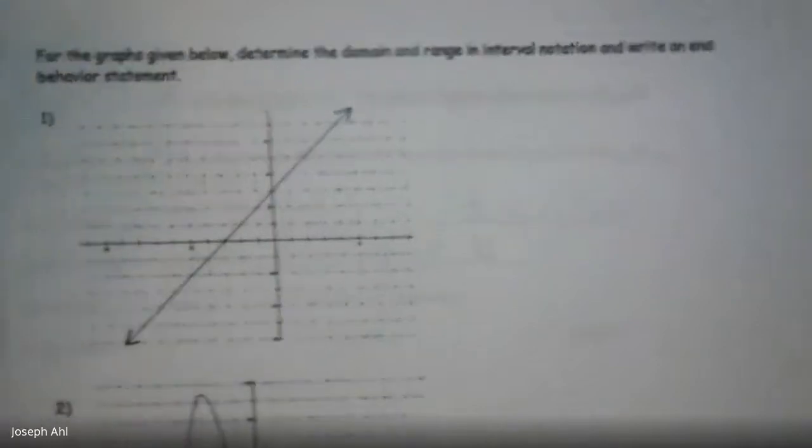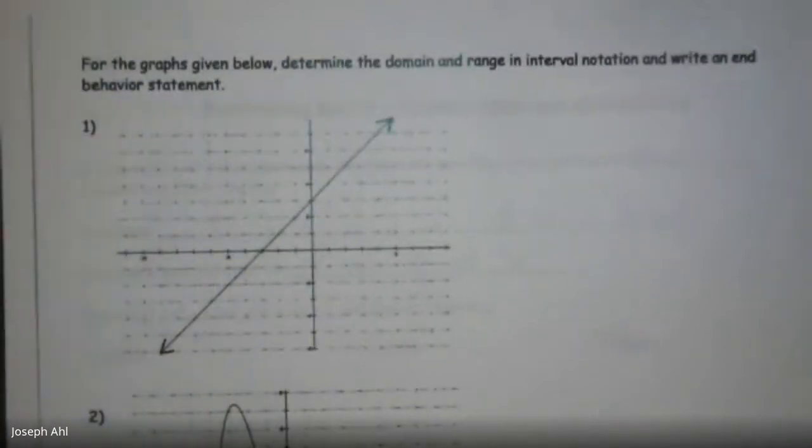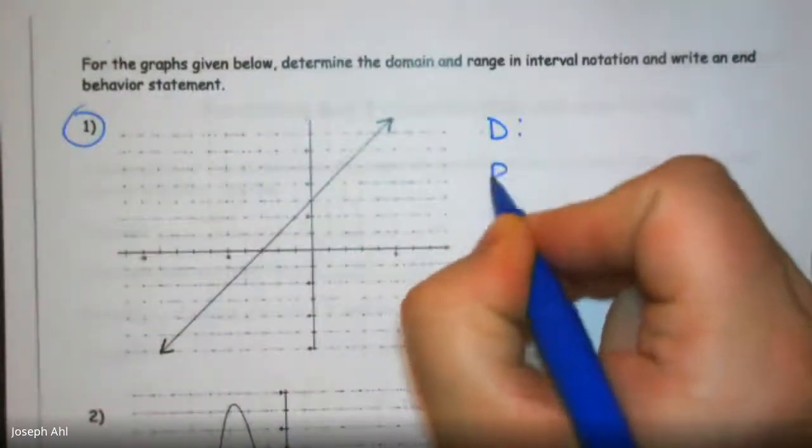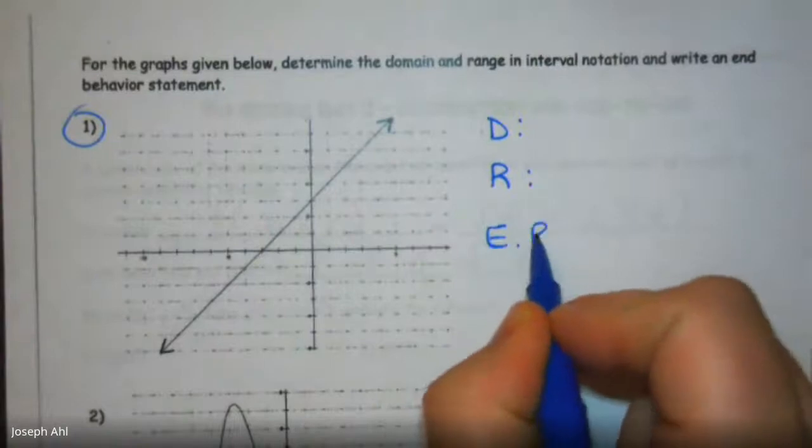I want to do one more example with you. We're going to do number 1 at the top of page 20. And it says, for the given graphs below, determine the domain and range in interval notation and write an end behavior statement. So I'm going to do the easy one with you just so you get an understanding of what's happening here. But then I'm going to have you try 2 and 3 on your own, and we'll talk about those in class tomorrow. So just for number 1 here, we're going to talk about domain, range, and then we'll do an end behavior statement.